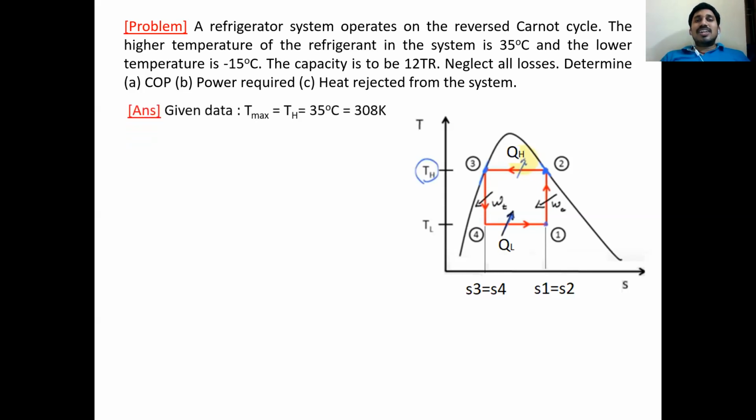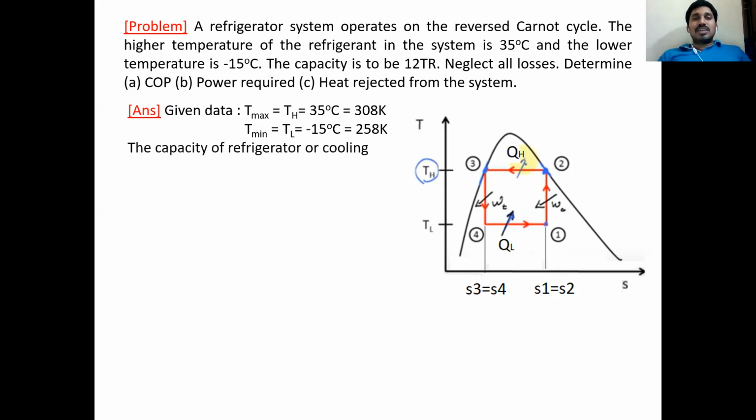Next, what data is given in the problem? The maximum temperature TH, as already told. There are two specified temperature limits, maximum and minimum. TH is equal to 35 degrees Celsius, the maximum temperature. If you convert to Kelvin, it is 308 Kelvin. The minimum temperature available in the cycle, TL or T minimum, is equal to minus 15 degrees Celsius. If you convert to Kelvin, it is 258 Kelvin.